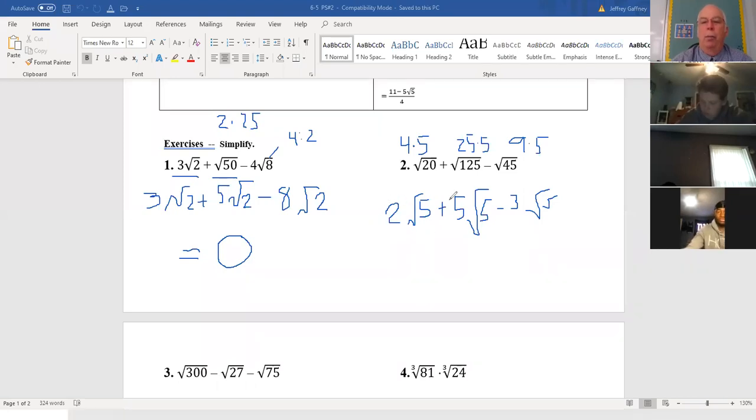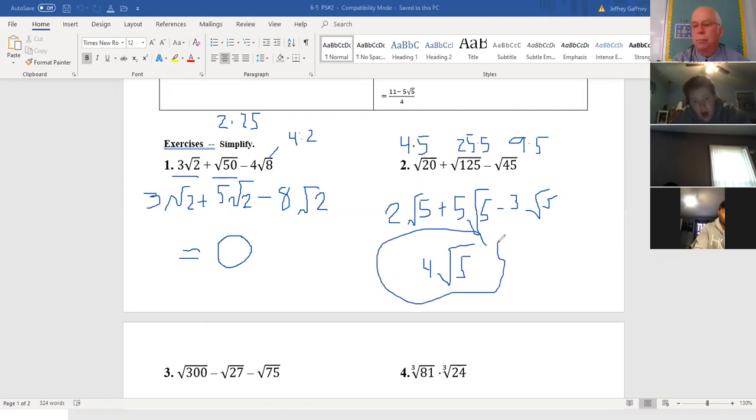So we got 2 plus 5 is 7. 7 minus 3 is 4. So my final answer is 4 radical 5, and hopefully your final answer is the same thing. We both got it right. That's always a good thing. How did you get that 4 radical 5?